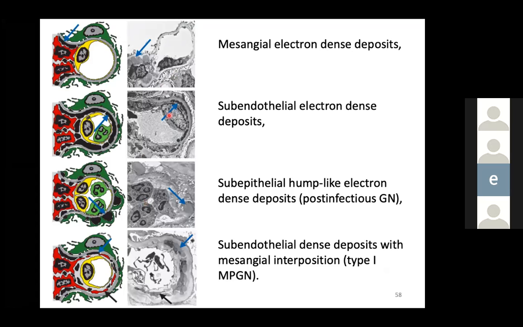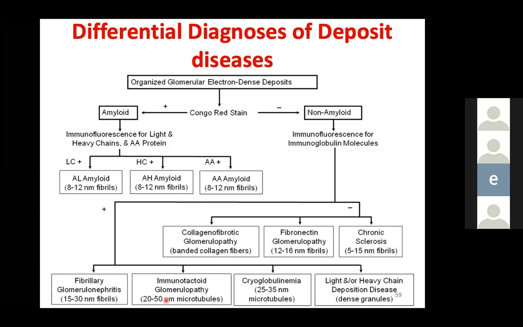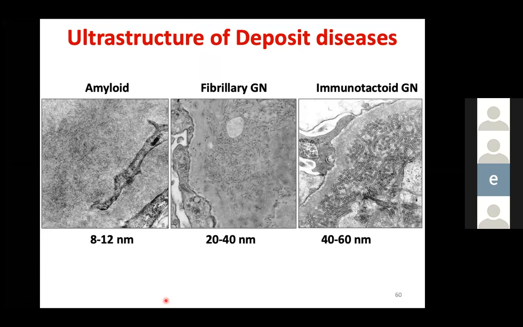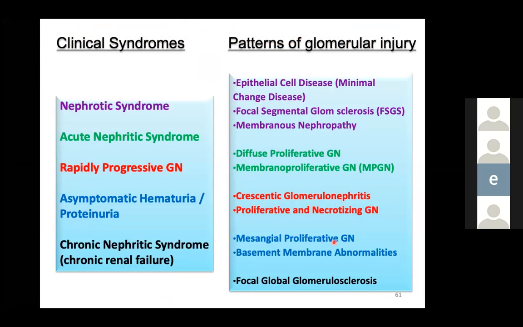Then there are locations of EM deposits we try to use for classifying our diseases. For the first class, I won't go too much into detail. I'll just try to wrap up. These are the situations where EM will help you out, differentiating between different kinds of what we call organized deposits, like whether it's amyloid or fibrillary or immunotactoid. So EM has some differentiating features depending on size and their shapes and all. So EM has some role, but if you don't have it, we won't say that it is mandatory, but it can help you.